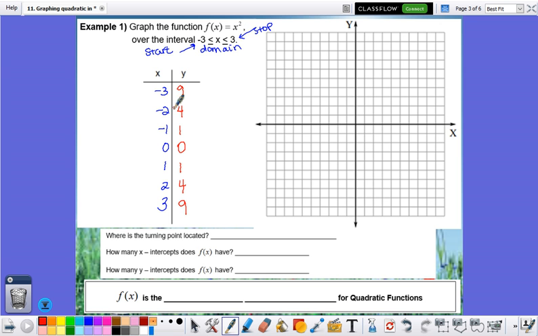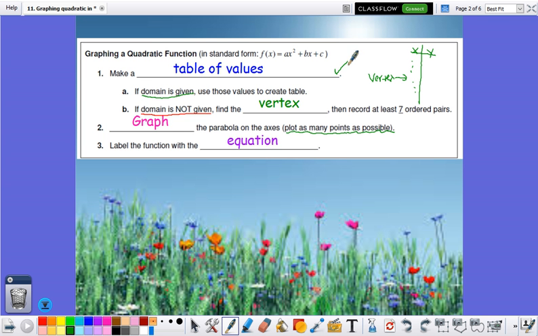This should make sense because if I input -3 here and square it, I get +9. If I input -2 here and square it, I'll get +4. We'll see that our vertex happens to be in the center, and I know that because I see the pattern going on above and below the vertex. Okay, so now let's go back to our steps. We have our table of values. We were given a domain, and now we can start graphing.